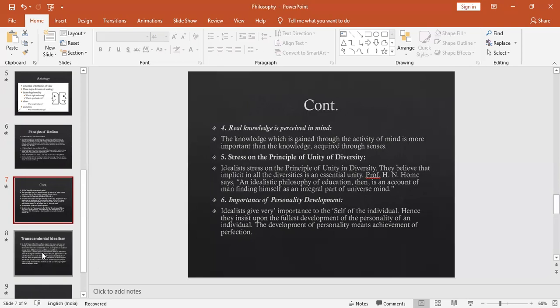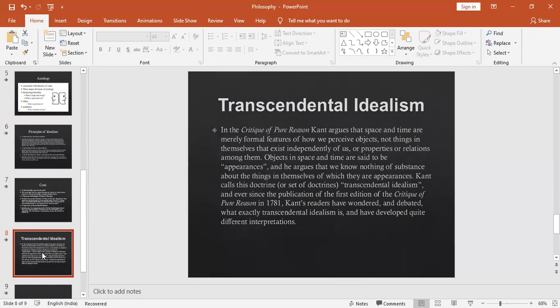We just need to see, because when you want to study the phenomenological approach, it is very essential to understand what is idealism, what is realism, what is transcendental idealism, right? In the Critique of Pure Reason, Immanuel Kant argues that space and time are merely formal features of how we perceive objects. Perceptual experience is very, very important, because the whole theory is based on experience, right? So perceptual experience is very, very important.